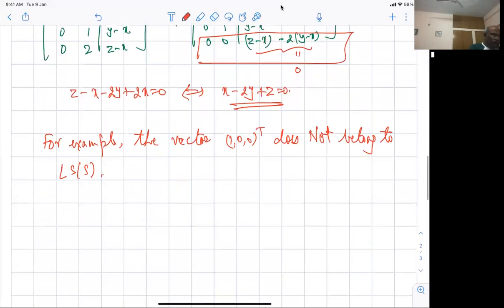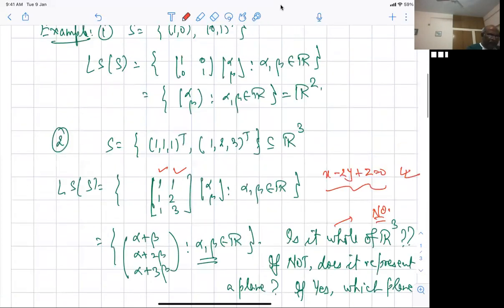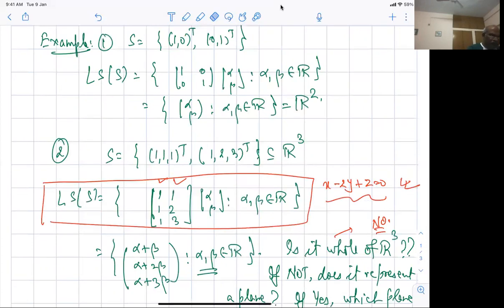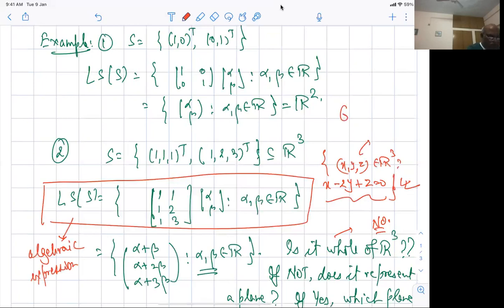Fine. So what we have done is that we have given you what is called the linear span. There are two things that you need to understand. One thing, we are saying that this is the linear span. That's the definition of linear span. This is called the algebraic expression. Fine. And the way we write it like this, (x, y, z) belonging to R3 such that this happens, this is called the geometric representation of linear span. Is that okay?